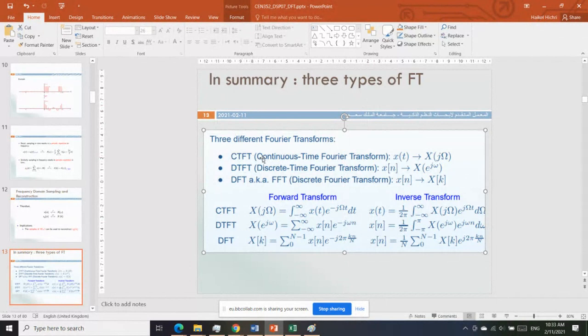First, the continuous time Fourier transform, where the whole range goes from minus infinity to infinity; t is continuous, so omega is continuous. And the discrete time Fourier transform, where the time domain is discrete, but the frequency domain is continuous, omega here is continuous. But what happens? It's periodic, because we did sampling. It becomes periodic. Then we have the discrete Fourier transform, completely discrete: the time domain is discrete, and the frequency domain is also discrete.